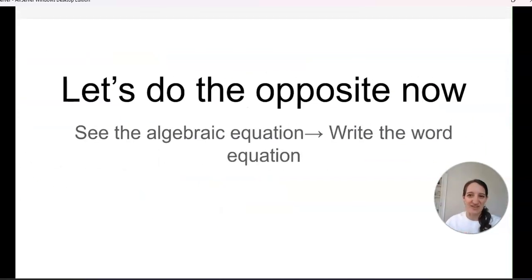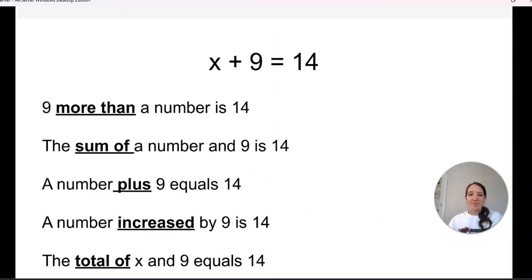Okay, last thing we're going to talk about. We are going to now do the opposite. I'm going to give you a math equation, and you are going to write the word sentence. Sorry, the English. I'll give you the math. You'll change it to English. Let me give you an example. Okay, so I'm going to give you something like this.